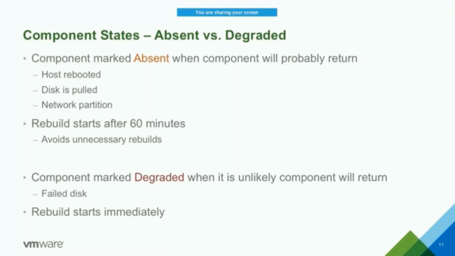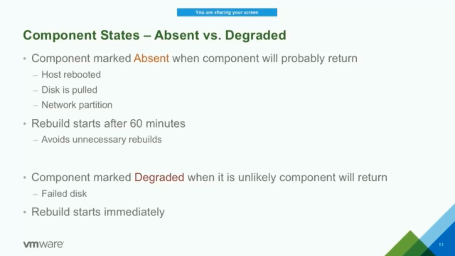So in other words, if we just stick that disk back in the chassis, that component's going to return. So it marks that component as absent in cases like that. And then, of course, the last example on the slide there, a network partition like we just talked about. In those particular cases, vSAN actually waits for 60 minutes before it tries to rebuild that particular component, or that mirror of that component, on another host that's surviving in the cluster.